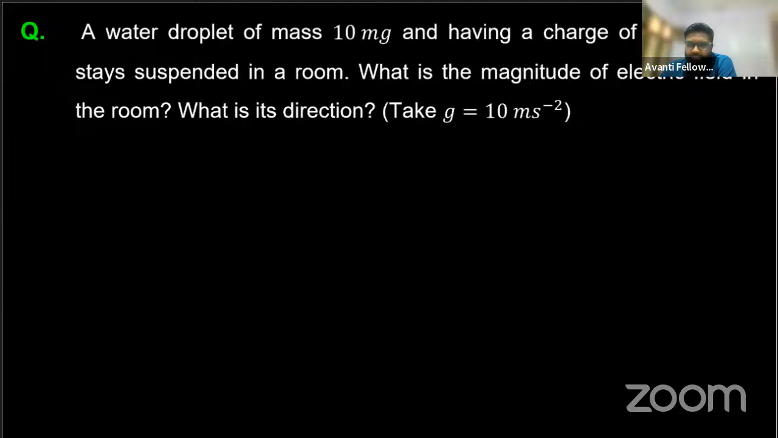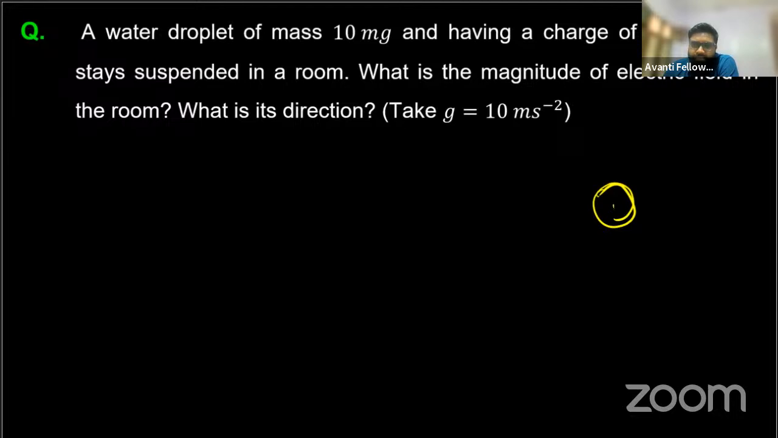The next question. A water droplet of mass 10 mg and having a charge of 1.5 into 10 raised to the power minus 6 coulomb stays suspended in a room. Now, what is the magnitude of the electric field in that room and what is its direction? So here we have this spherical water droplet, and it is saying that it is suspended, which means it is not moving anywhere. Okay.